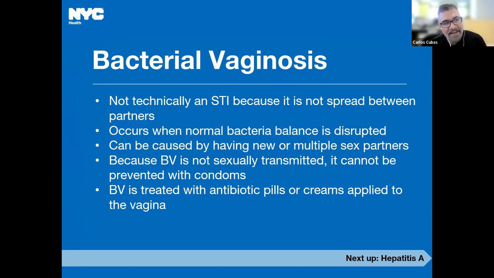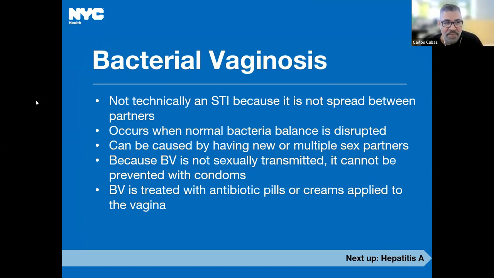It's not technically an STI because it can happen if you're not having sexual intercourse. You could be using a toy or something else that can disrupt it. It can be caused by having multiple sex partners. Again, it's not transmitted through the partner. It's just bacteria that enters the vagina that can offset what's already going on in there. Well, I shouldn't say that, it makes it sound like a machine. It can upset the bacterial balance inside the vagina. Let's just put it more technically.